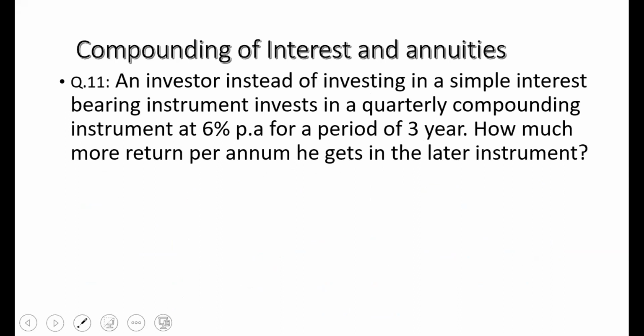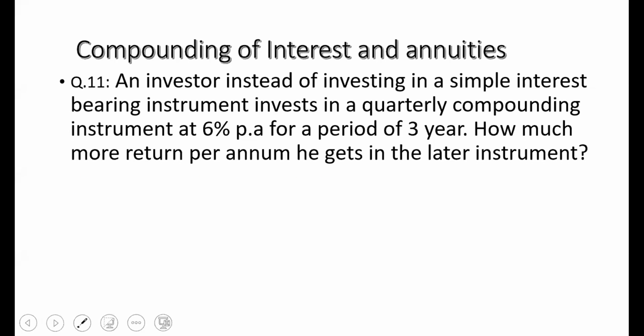11th one. The investor, instead of investing in a simple interest bearing instrument, invests in a quarterly compounding instrument at 6% for a period of 3 years. How much more return per annum does he get? Simple question. I think you will have got it in ABM also, your business mathematics. There the question will be a little different, but here in retail it will be slightly modified. But the principles are common.